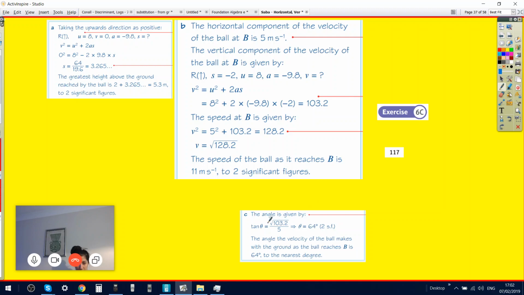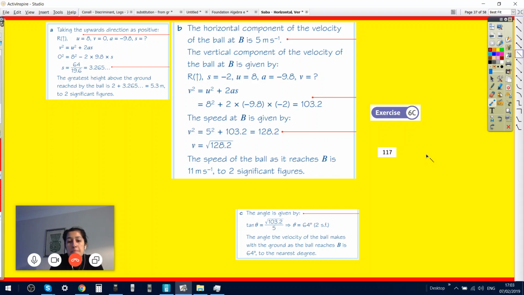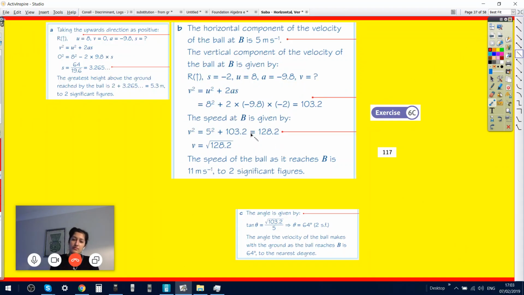And then the last thing was the angle given is tan, opposite over adjacent. This is the angle of the velocity, which is 64 degrees, so that's tan of opposite over 5. What was 5? That right there, going up. And that's connecting to the square root of 128.2. Was that a previous answer? No, 103.2 was the previous answer. That's V.